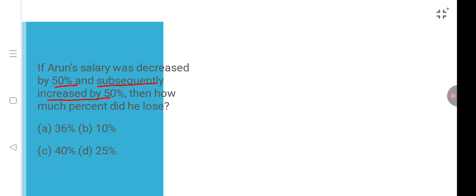So there is a formula, successive increase or decrease formula. That is plus or minus a, plus or minus b, plus or minus ab by 100. So this is the formula. We have to know this formula.